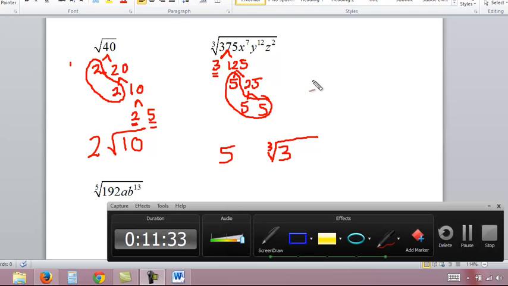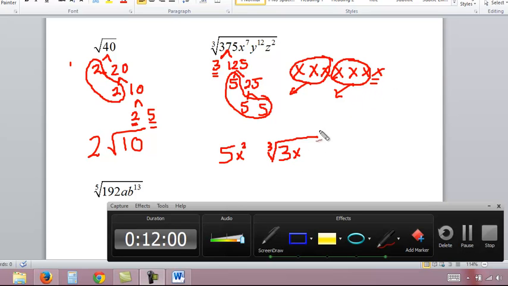x to the 7th. If you think about what that means, 7 little x's, 5, 6, 7. And cube root means I'm going to circle 3 at a time. So how many groups is that? This one comes 1 out, and this comes another out. So that would be x squared on the outside with a leftover x on the inside. So sometimes it's helpful to write them all out.